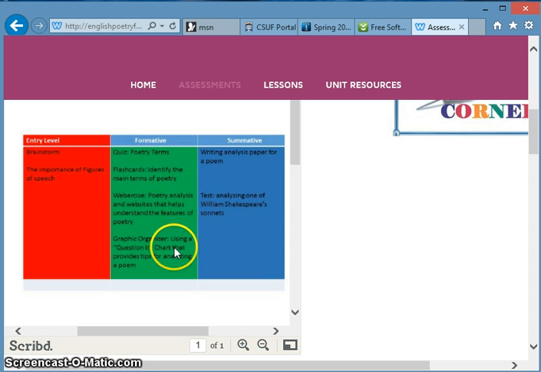Here, the formative assessments include a quiz, flashcards, and a Weber graphic organizer, and I will also give my students two summative assessments, which are writing an analysis paper for the poem, which will be their project, and a test so that they can analyze one of William Shakespeare's sonnets.